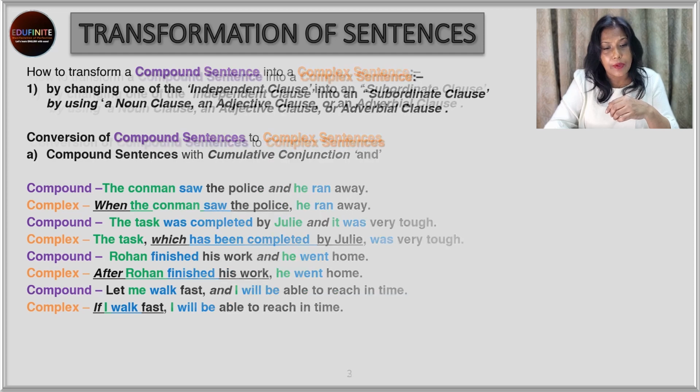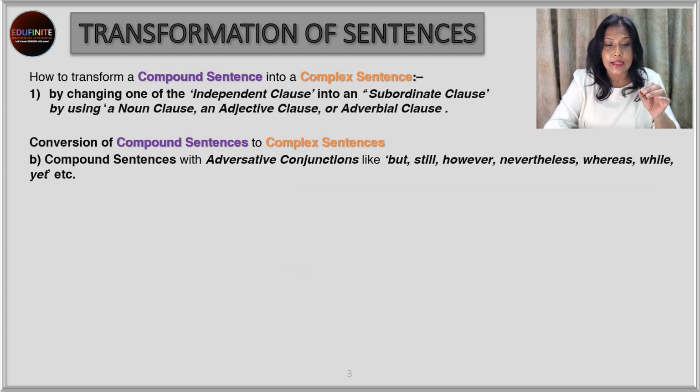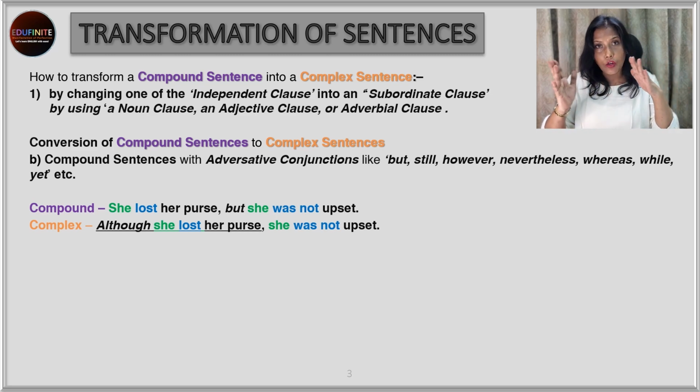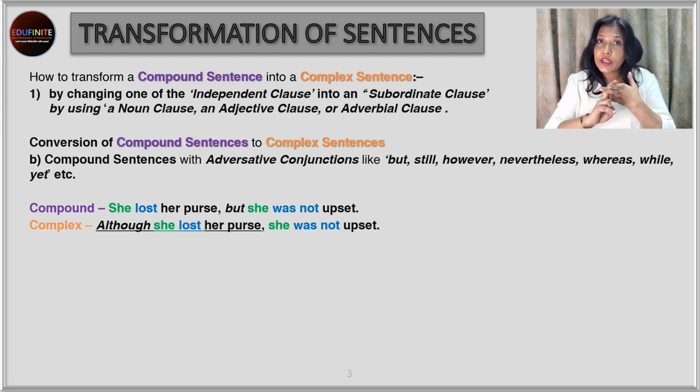Now the next type is when a compound sentence has adversative conjunctions like but, still, however, nevertheless, whereas, while, yet, etc. How do we transform them into a complex sentence? Let's look into some of the examples. An adversative conjunction expresses opposition or contrast between two statements. So here the two independent clauses will show some contrast.